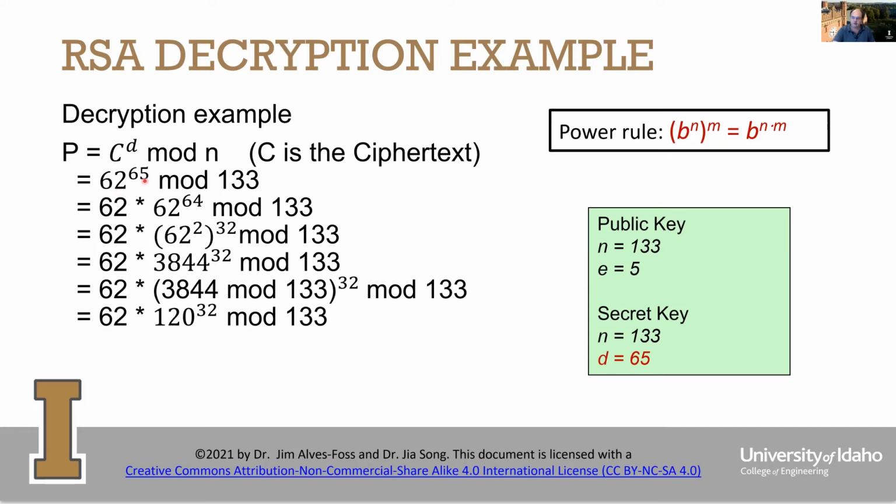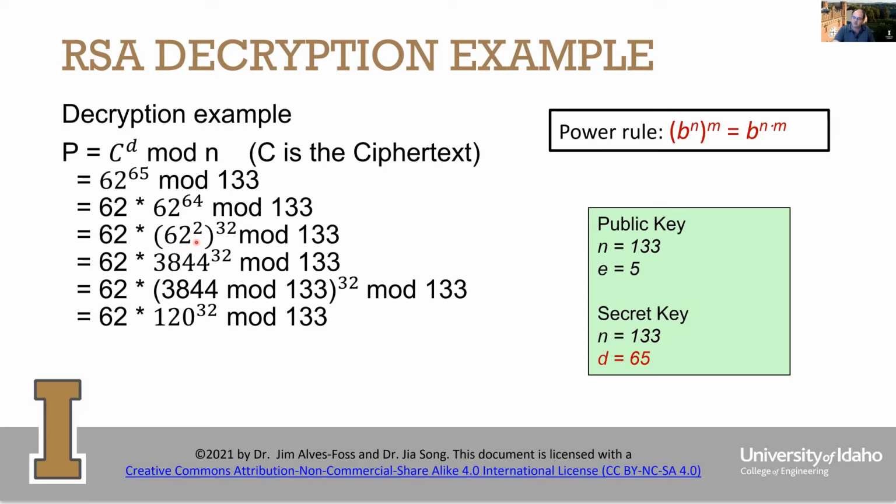Decryption, 6. I'm going to expand this a little, just show you how the computers actually do it. 62 to the 65th. Let's bring it down to an even number, so a power of 2. So 62 times 62 to the 64th. Well, 62 to the 64th is 62 squared raised to the 32nd power. And I could keep going down like that. You know, b to the m is b to the n times m.